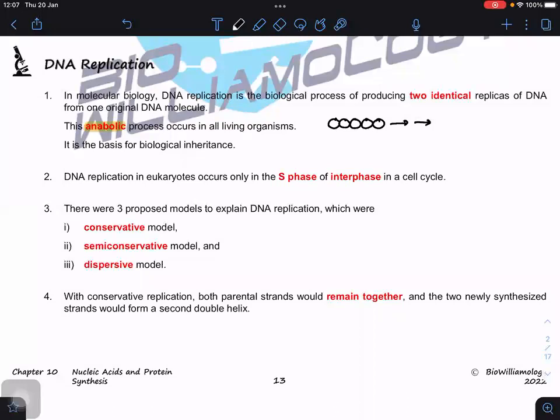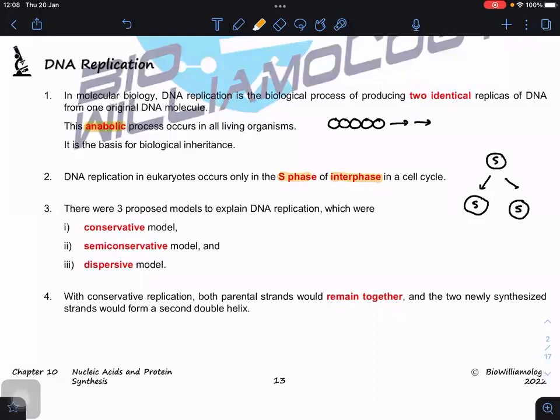This anabolic process is the basis for biological inheritance, because we want cells to carry out mitosis and cell division from one cell to two cells. So whatever DNA material we have, we need to replicate it. Are you clear? The replication takes place during the S phase of the interphase in the cell cycle. Understand the S here as the synthesis phase.